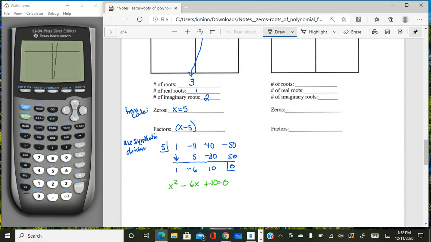We set this equal to 0. We now solve. This is not factorable. So one of your methods for solving quadratics when it's not factorable is to use the quadratic formula. Our quadratic formula tells us to take the opposite of b, plus or minus the square root of b squared minus 4 times a times c, all over 2a.